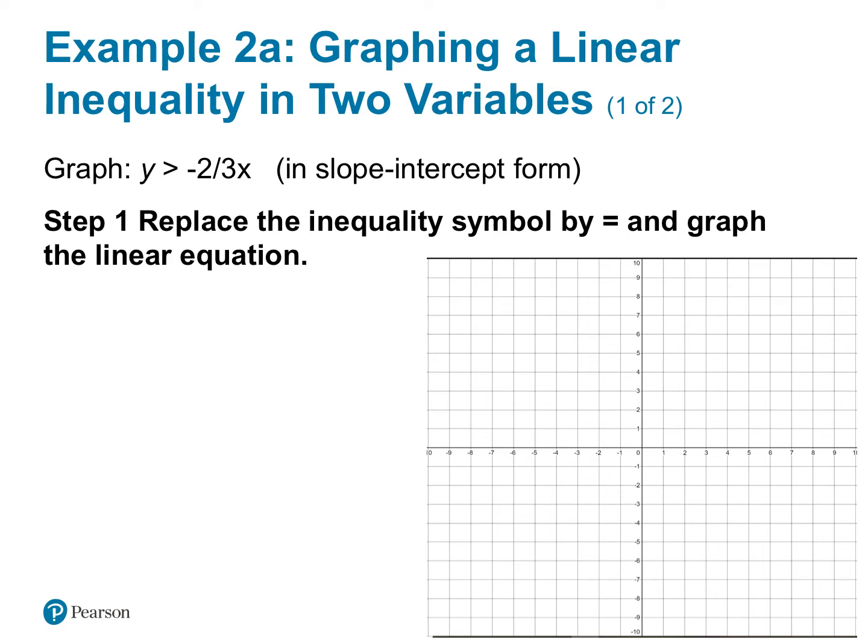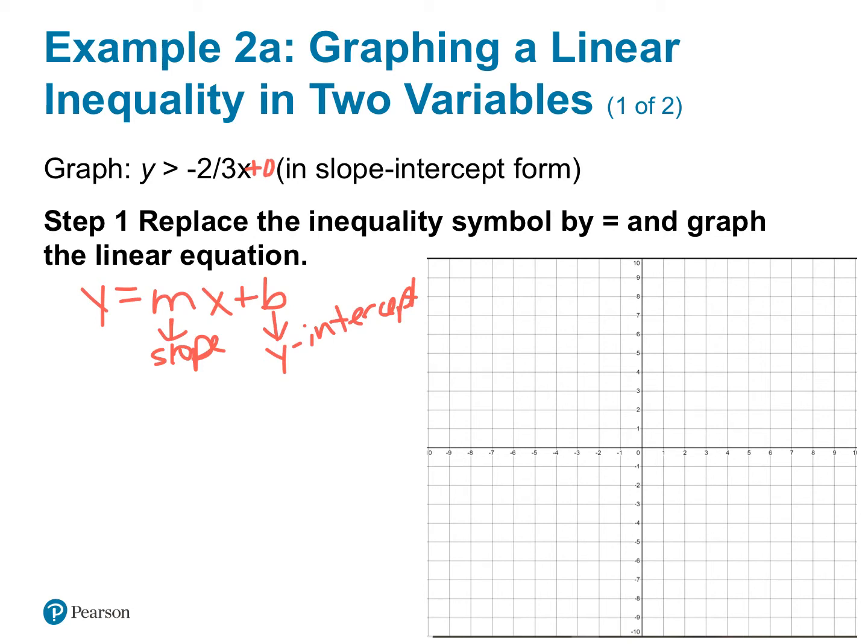Okay, now this one, instead of using intercepts, we have something that's already in slope-intercept form. So let's review. Slope-intercept form is y equals mx plus b. This is the slope. This is the y-intercept. So on this one, there's nothing behind it, but you could put a plus 0.